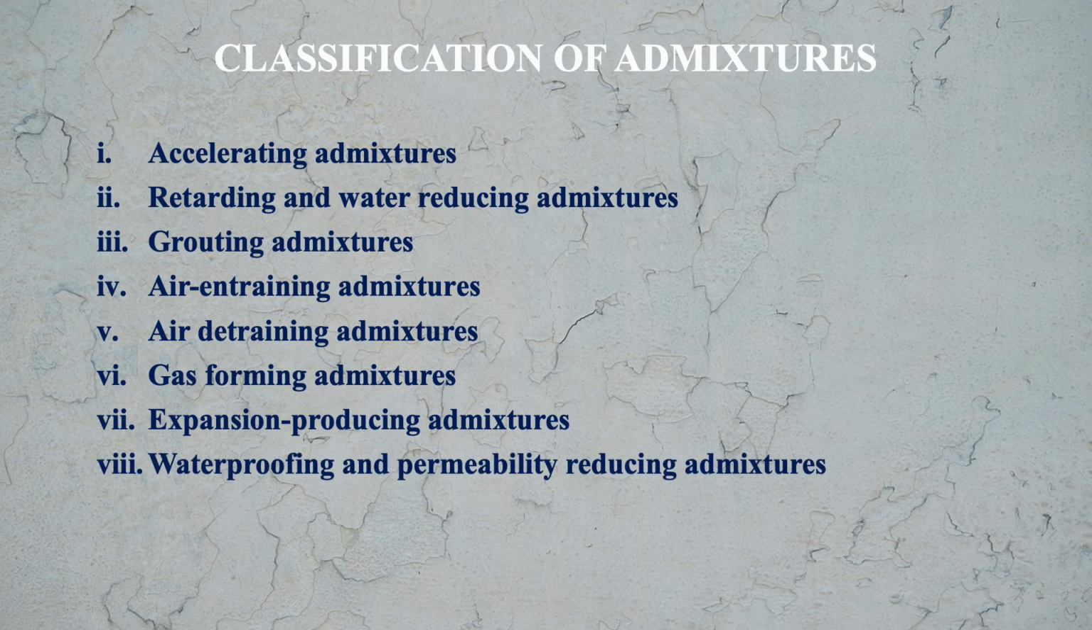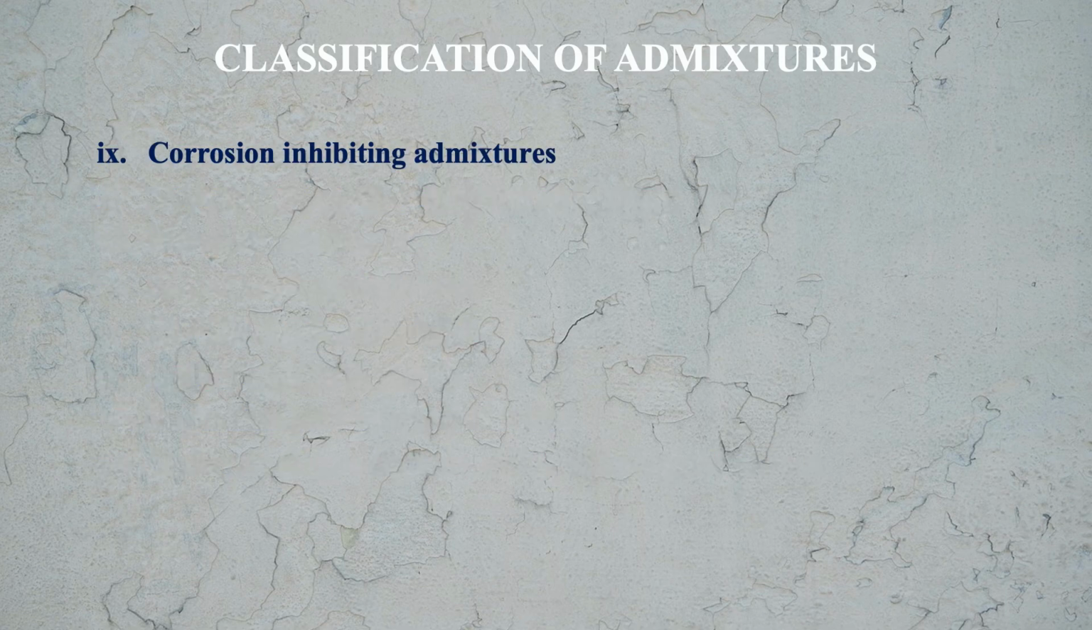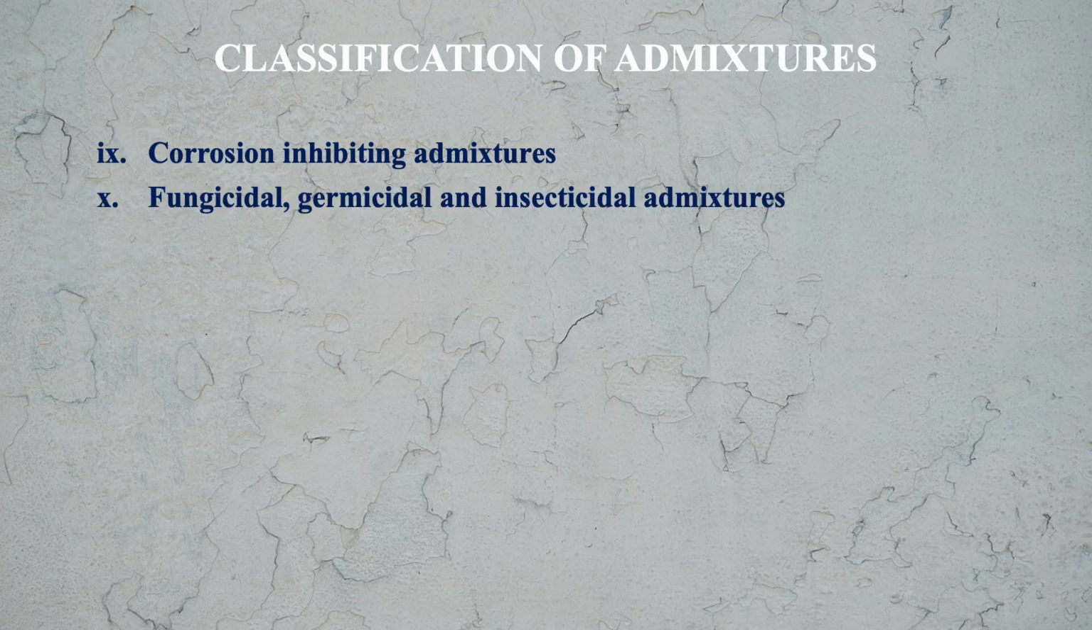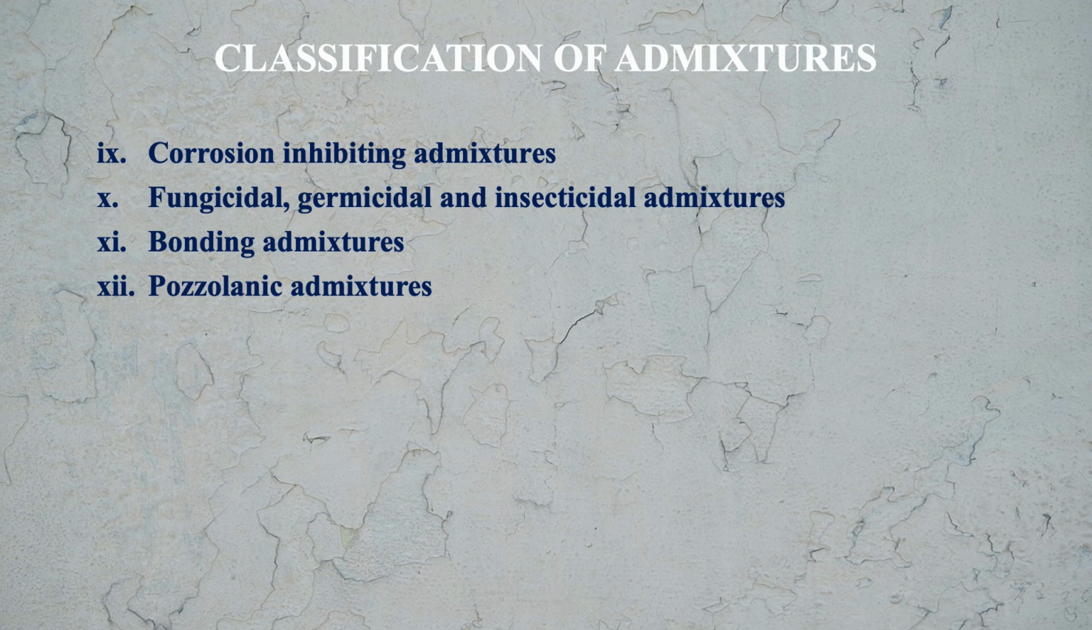Number 8, waterproofing and permeability reducing admixtures. Number 9, corrosion inhibiting admixtures. Number 10, fungicidal, germicidal and insecticidal admixtures. Then number 11, bonding admixtures. Then 12, pozzolanic admixtures. And finally, coloring admixtures or the pigments. So that way we have classified the admixtures into 13 different categories depending upon their function.